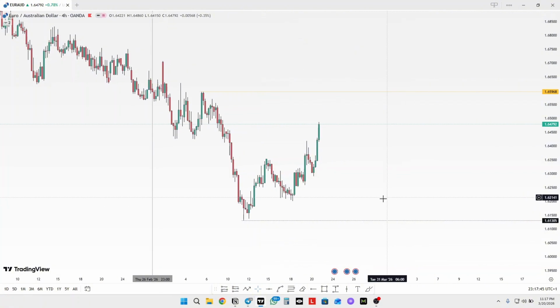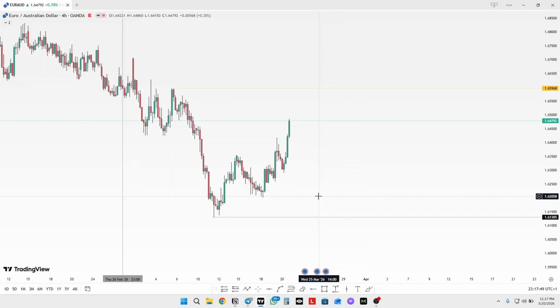sell setup. Now, where do we place our sell limit, right? That is the next question. So we use our formula 50 50 50 fib. So this is what we do. You place your 50 fib from this point to this point here.